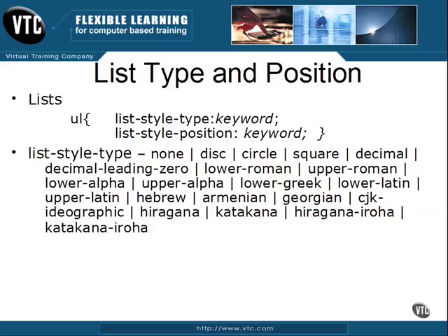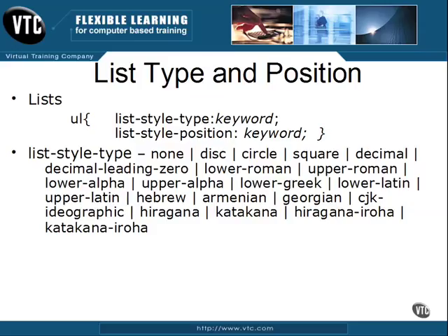So here we have the decimal. Decimal will allow us to do numbering such as 1, 2, 3. Decimal leading zero will allow us to do numbering such as 01, 02, 03. Lower Roman and Upper Roman may be familiar to you already, using the Roman numerals with I being 1, II being 2, III being 3, and so forth. The Lower Roman will have those in lowercase, and the Upper Roman will have those in uppercase. Then we have our lower alpha and our upper alpha, and those are going to be upper and lowercase versions of the traditional English alphabet.